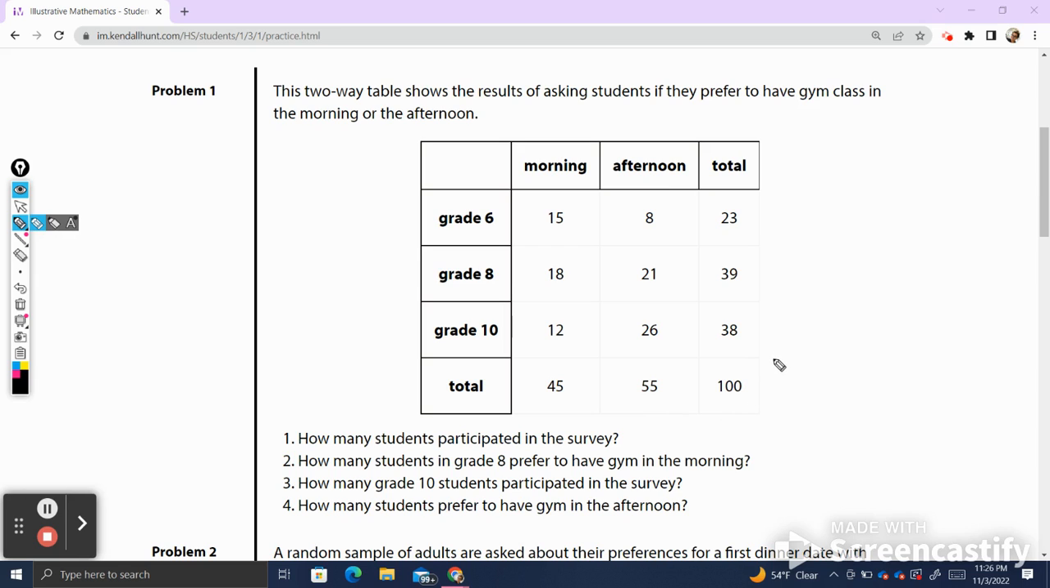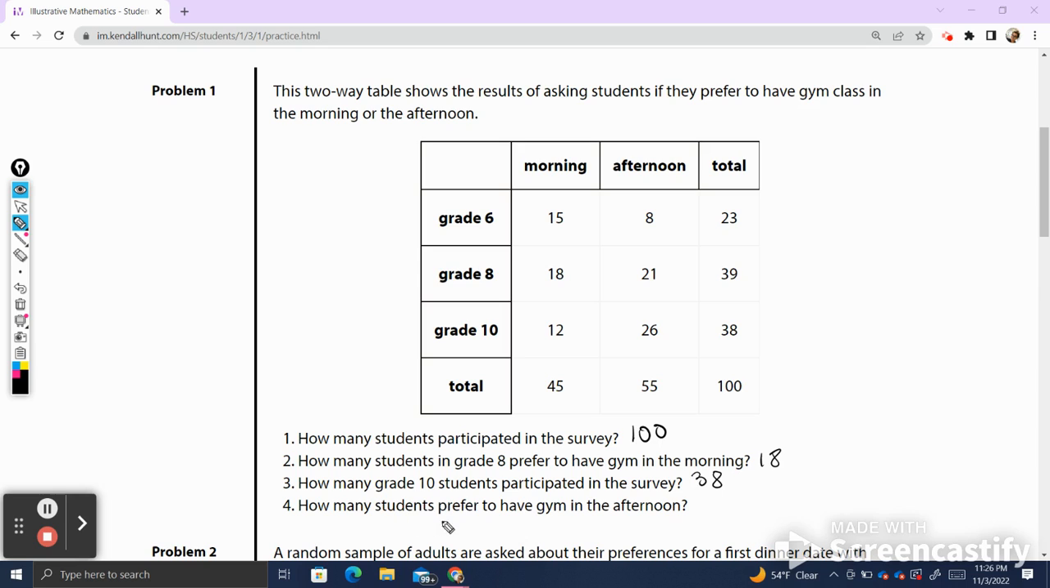By situating myself with the table first, it makes it easier to answer the questions. How many students participated in the survey? Well, we've already identified 100. How many students in grade 8 prefer to have gym in the morning? I'm going to go to my grade 8 column, and I see 18 students prefer it in the morning. How many grade 10 students participated in the survey? I go to my grade 10 row, and the total number of students who participated in the survey is 38.